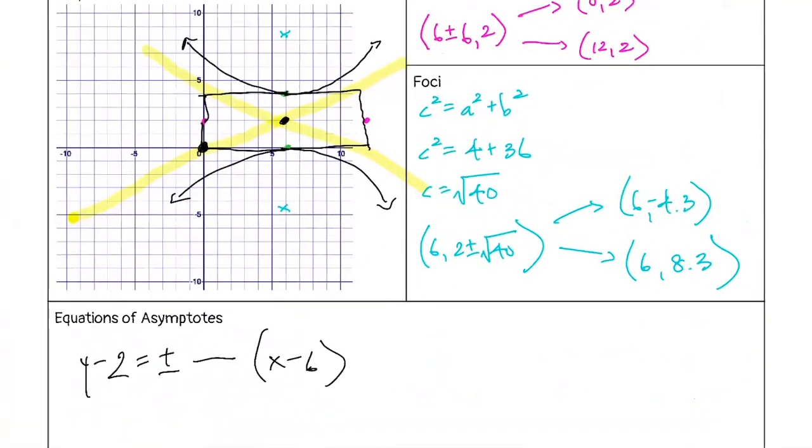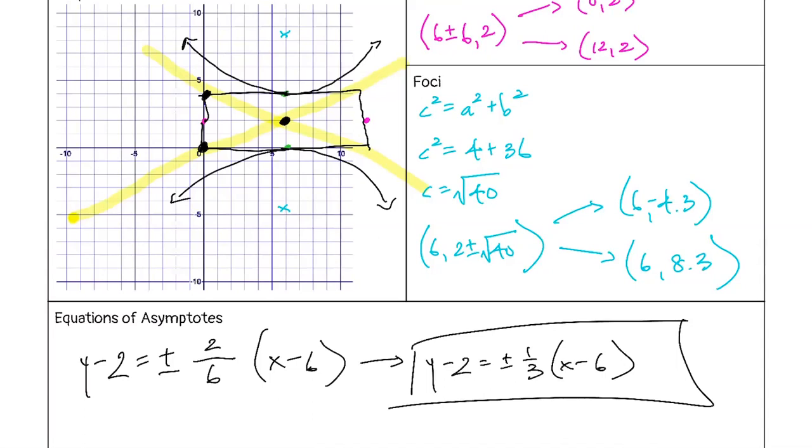I could reduce that to 1/3 if I want, but I'm going to leave it as 2/6 right now, just so when you go back and think about where it came from, we didn't count 1/3, we counted 2/6, okay? And then if we counted the other way, like from here to the center, we would go down 2 and over 6, so it would be negative 2/6. And you can write this as y minus 2 equals plus or minus 1/3 if you'd like, but there's nothing wrong with leaving it in the unreduced form, okay?